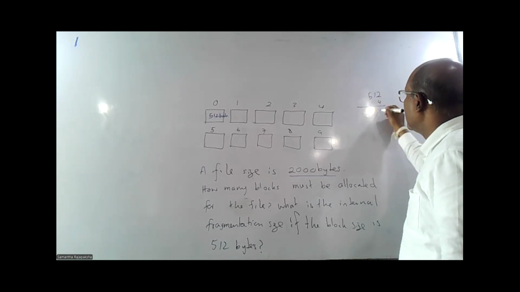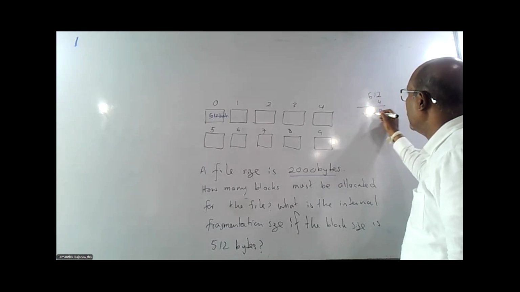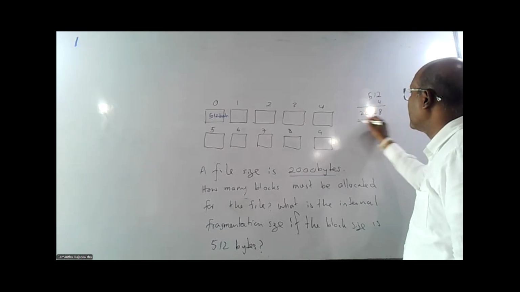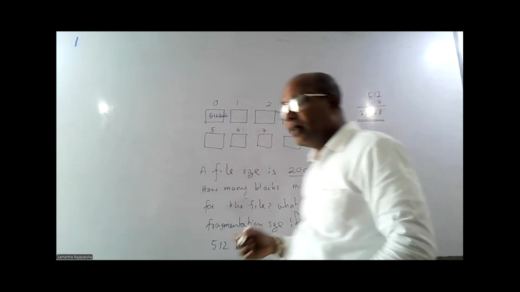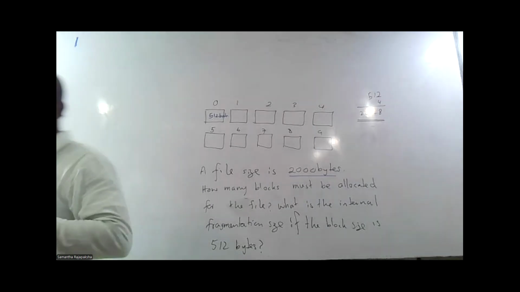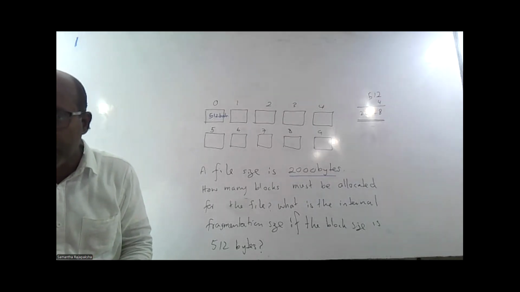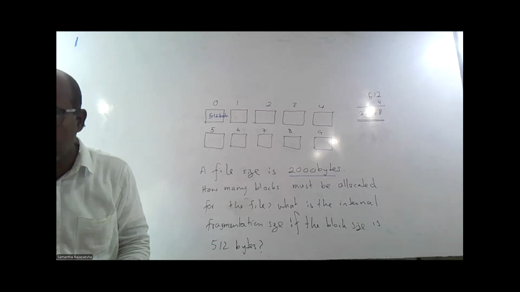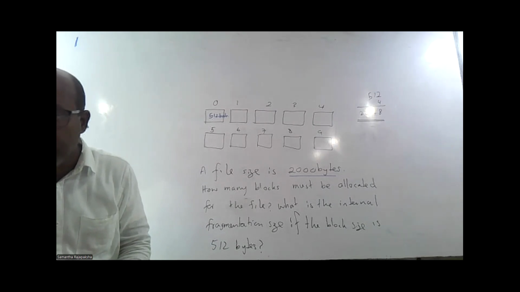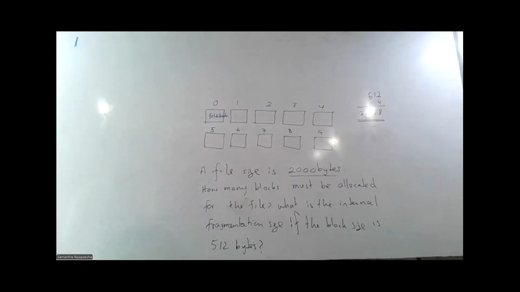4 blocks. 512 times 4, now you get how much? 2048. That means you have to allocate how many blocks? 4 blocks. Is it clear? But it's extending over 2000 bytes, sir. Yeah, that's the thing actually.